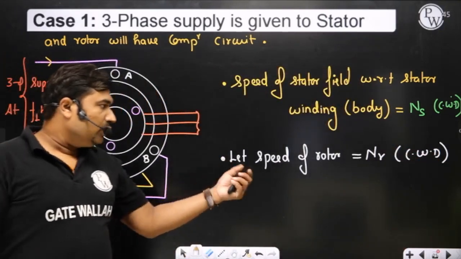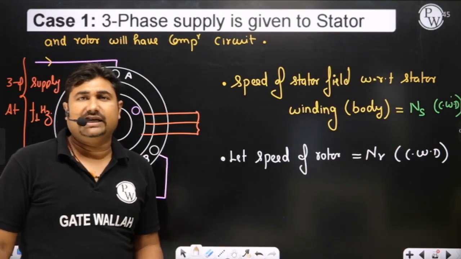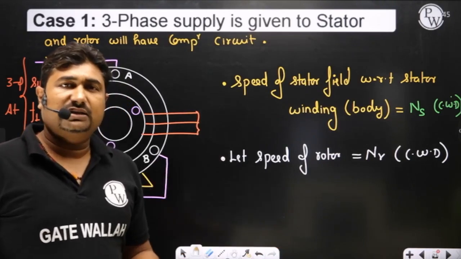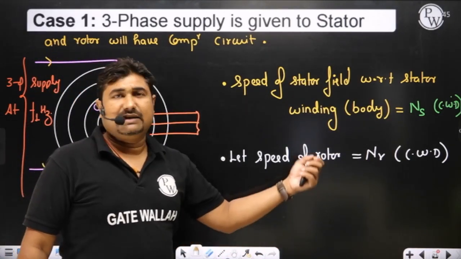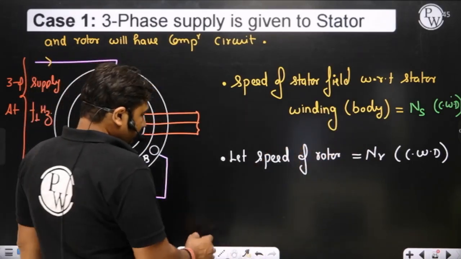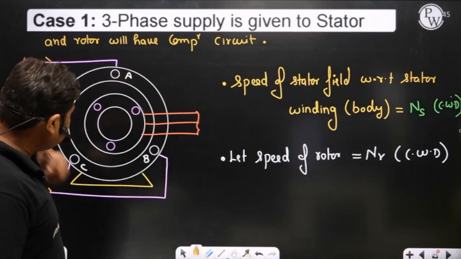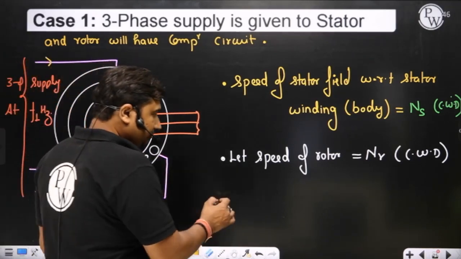What is the value of Nr, sir? It may be 0, maybe equal to Ns, maybe half of the Ns, maybe 1/4 of the Ns, 75% of the Ns. It can be anything. I'm just taking it Nr. So let speed of the rotor be Nr, but it is in the direction of rotating magnetic field. Is it okay?